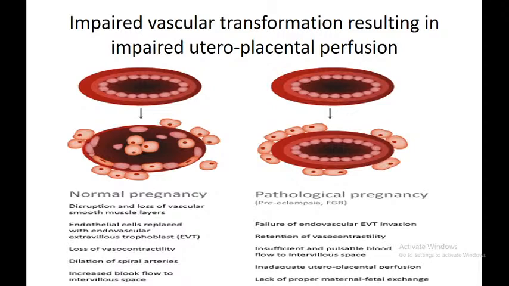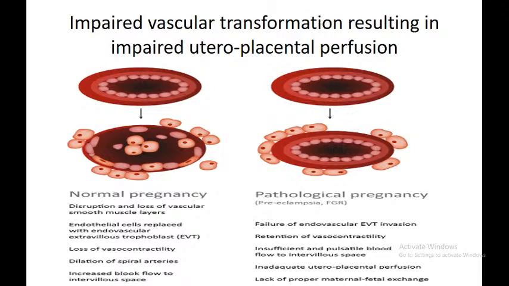So ultimately resulting in an inadequate utero-placental perfusion, leading to hypoxia and ischemia. So there is lack of proper maternal and fetal exchange. So this is the one thing that we see in pre-eclampsia. So I hope it is clear. So what is happening in normal pregnancy and what is happening in pre-eclampsia.